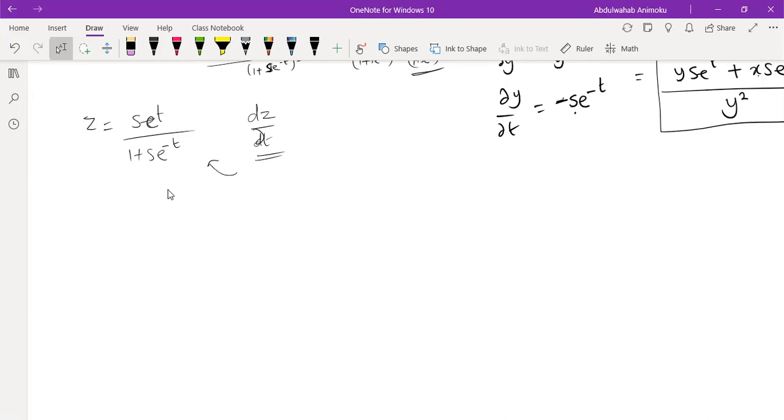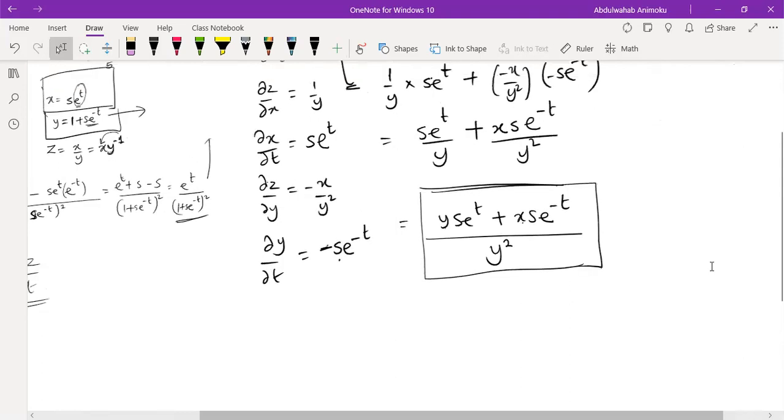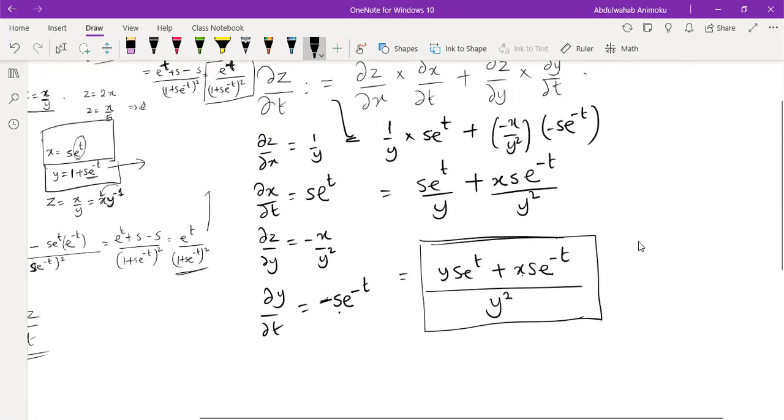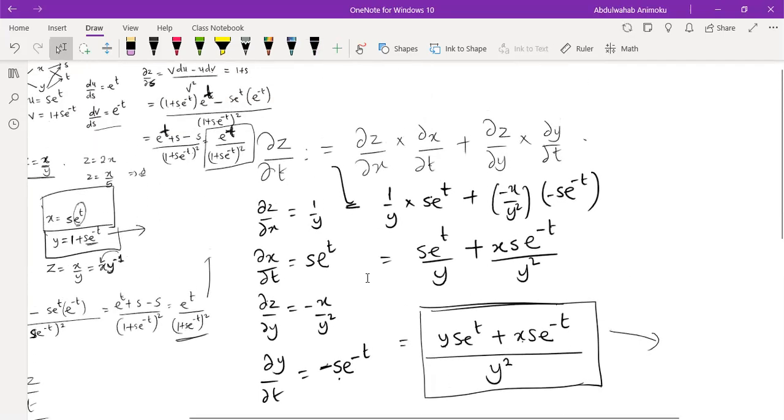And once you do it, make sure you go back to this particular expression for del z del t. Substitute x here, substitute y here, and simplify and compare if those two answers are the same. So that will be your assignment for this particular problem.